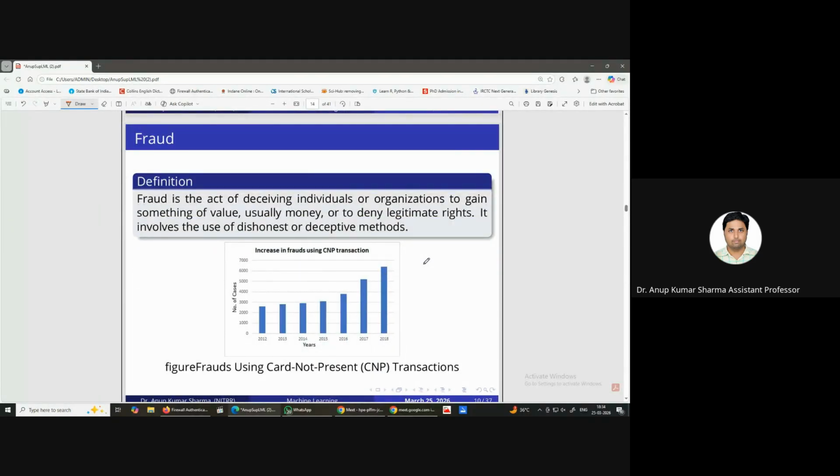Okay, now we come to fraud. So what is fraud? Fraud is the act of deceiving individuals or organizations to gain something of value, usually money. It involves dishonest and deceptive methods. In this case, the figure shows frauds using card not present (CNP) transactions from the year 2012 to 18. We can see the number of frauds in crore and lakh, in the thousands, going up over the years.